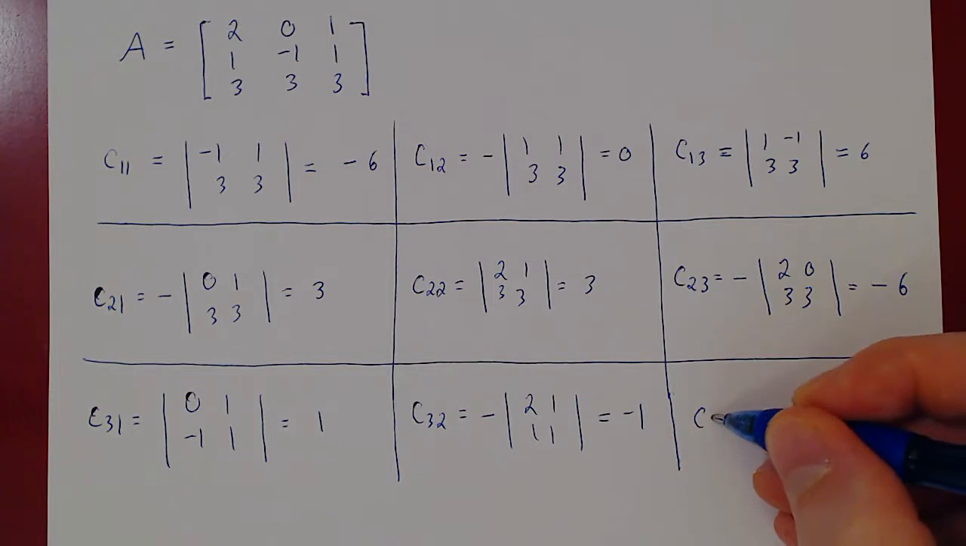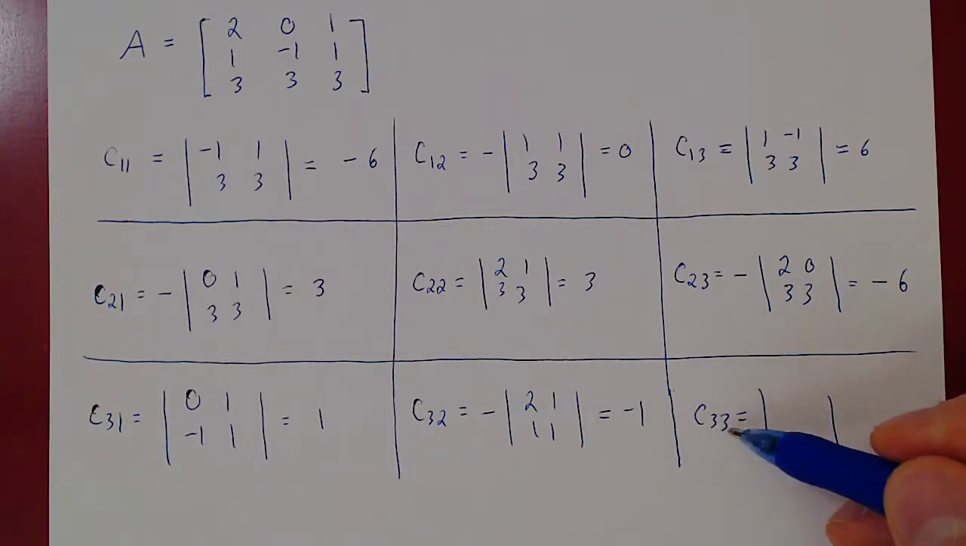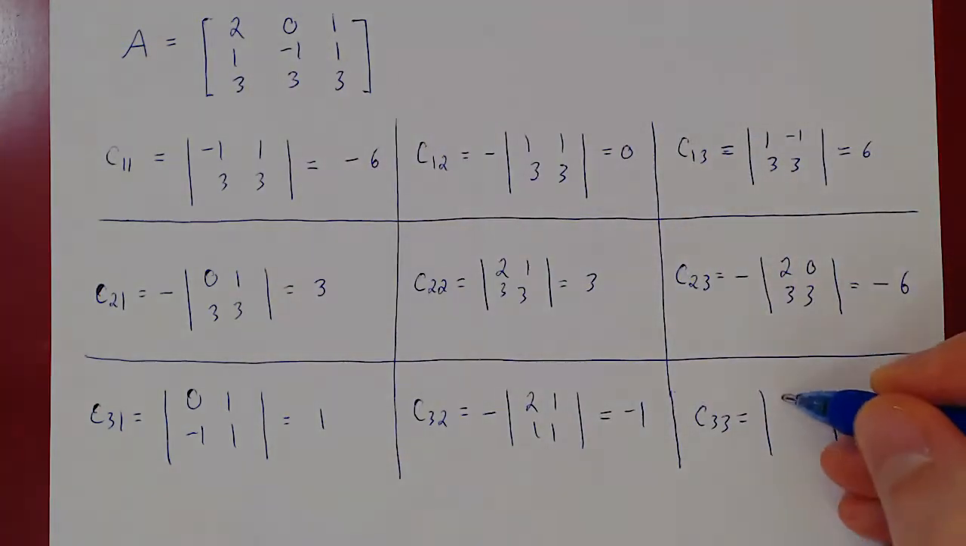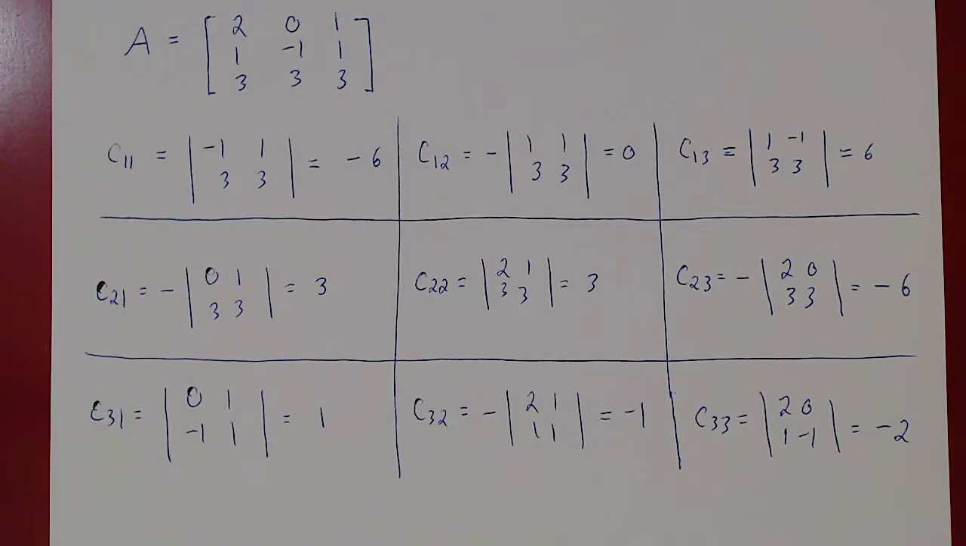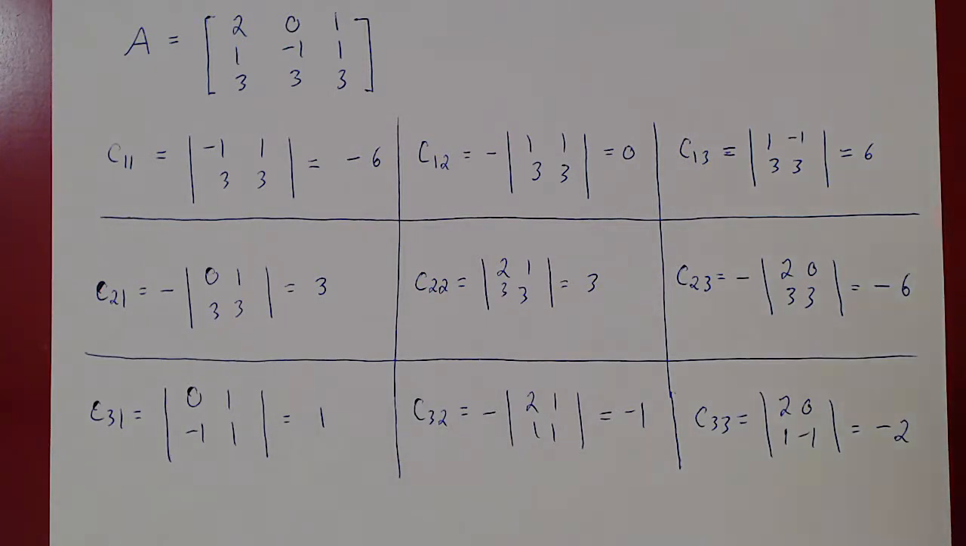And finally, C33. 3 plus 3 is 6, which is even, no negative sign. Determinant of A after we delete the third row, third column. Third row, third column, 2, 0, 1, negative 1. We get 2 times negative 1, negative 2, minus 0, hence negative 2. Now we have all 9 cofactors, and now we can find the determinant of A quite simply by using cofactor expansion along any row or column of our choice, because we already have found all 9 cofactors.